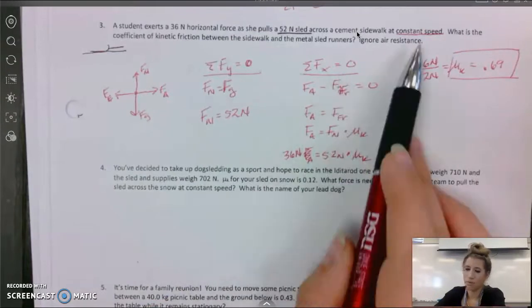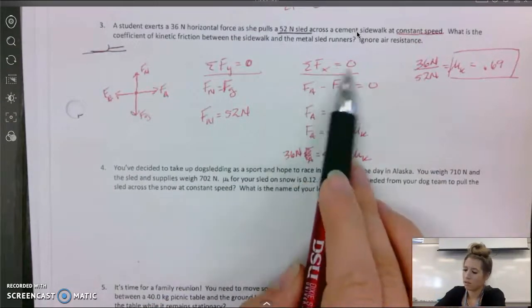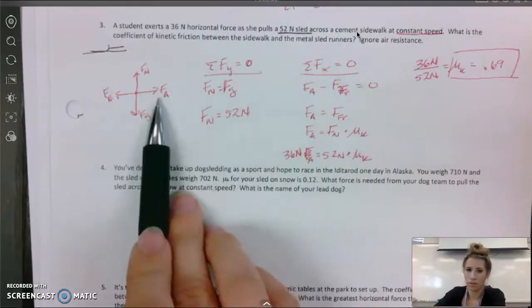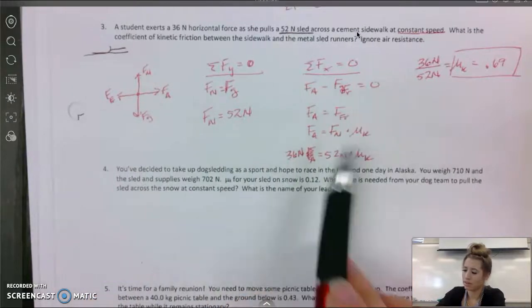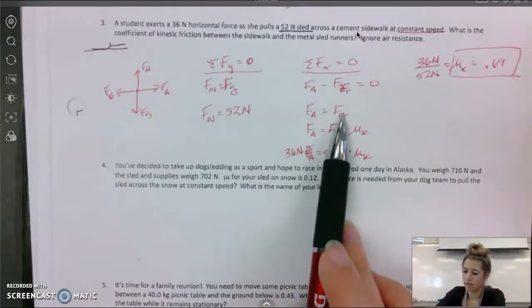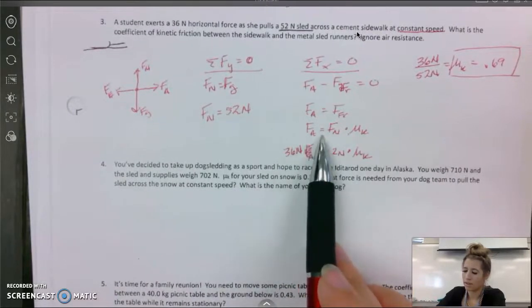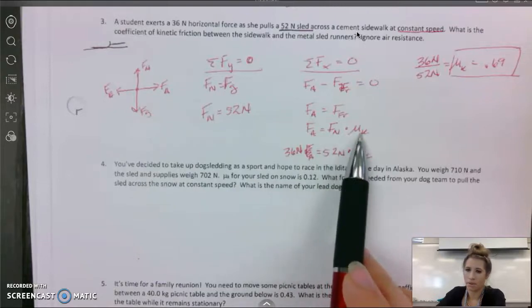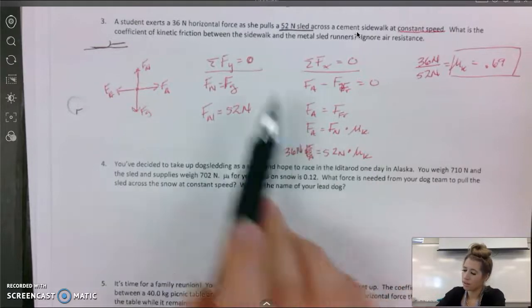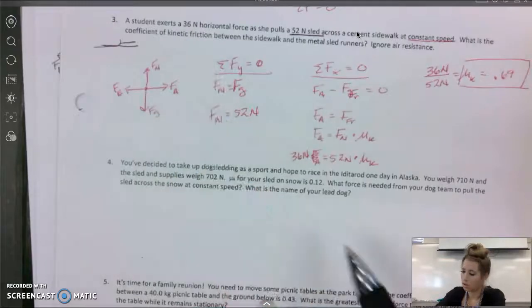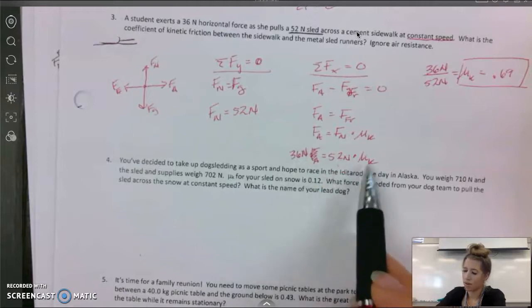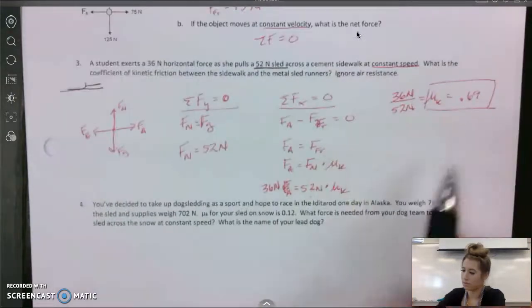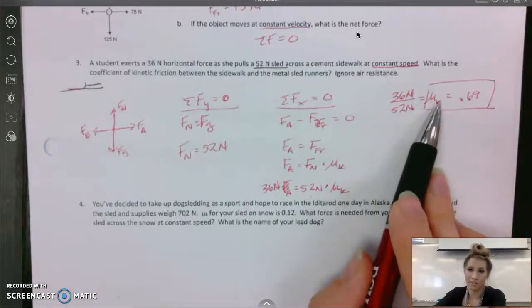Now in the x direction, we're moving at a constant speed, so the sum of the forces will equal 0. We have a positive force applied minus a force due to friction. That's going to equal 0. So we'll add friction to the other side. Force applied is equal to the normal force multiplied by the coefficient of friction. Remember, that's what we're solving for. We know the applied force, that's the 36 newtons. We know the normal force, that's the 52 newtons, and we'll divide that over to figure out the coefficient of kinetic friction. Coefficients are unitless.